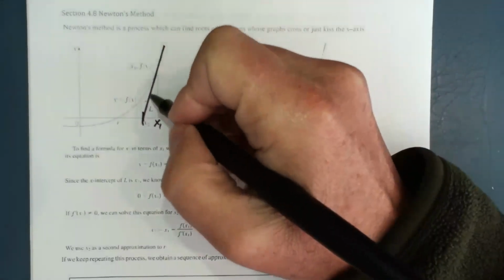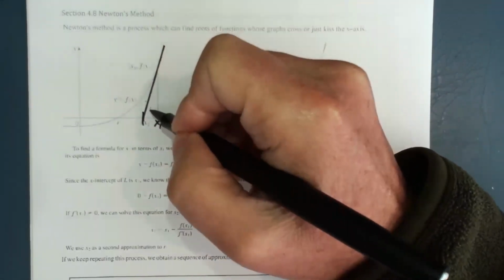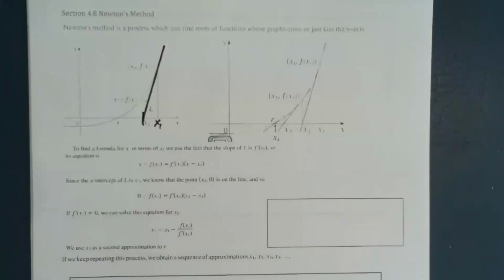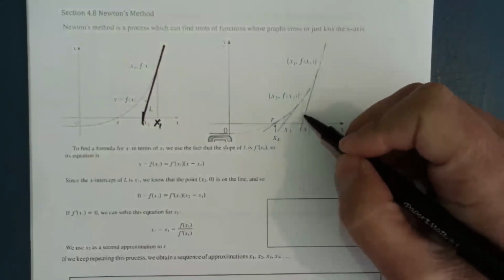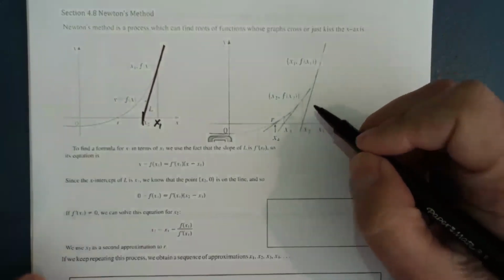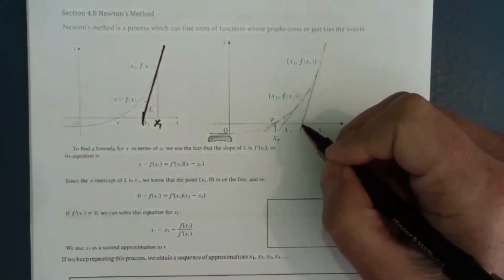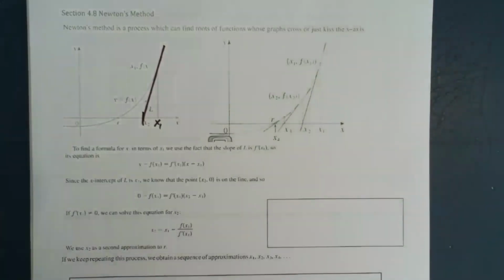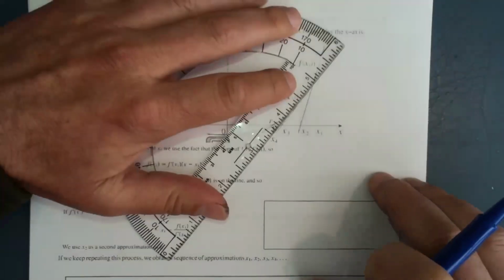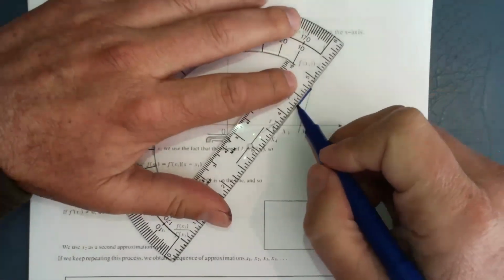So we're going to create the equation of a line, and we're going to work backwards to get to the 0. And then we're going to use that one to come up with, and that's this one here, the second iteration. So here's our next one. We're going to go up here and come up with the slope of that tangent line, which is here in this case.